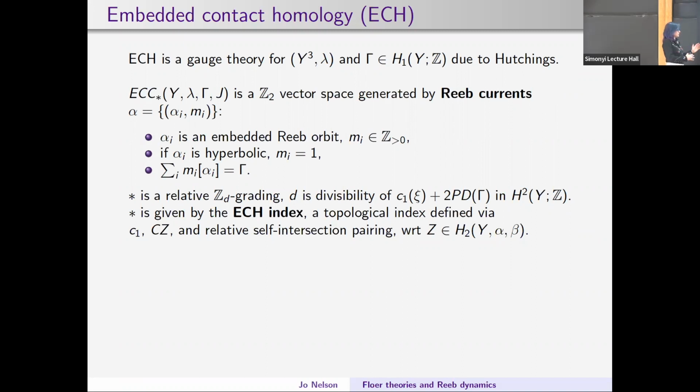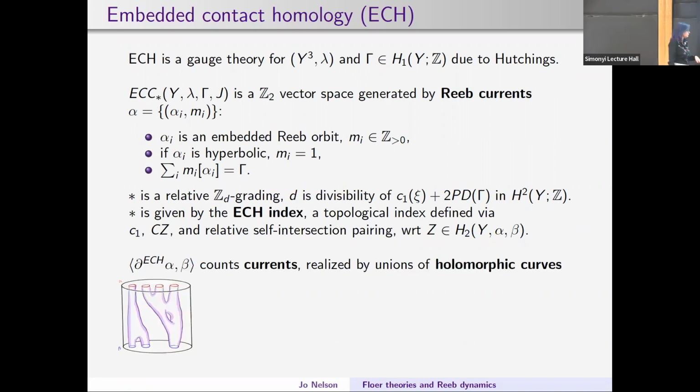to a generator. And you can think of the relative first Chern class as encoding something that's more contact topological. You can think of the Conley-Zehnder terms as encoding something that's contact geometric because it's seeing information about the Reeb dynamics. And then this relative self-intersection pairing sees something about algebraic topology. So the ECH index nicely packages topological and geometric information in a very meaningful way.